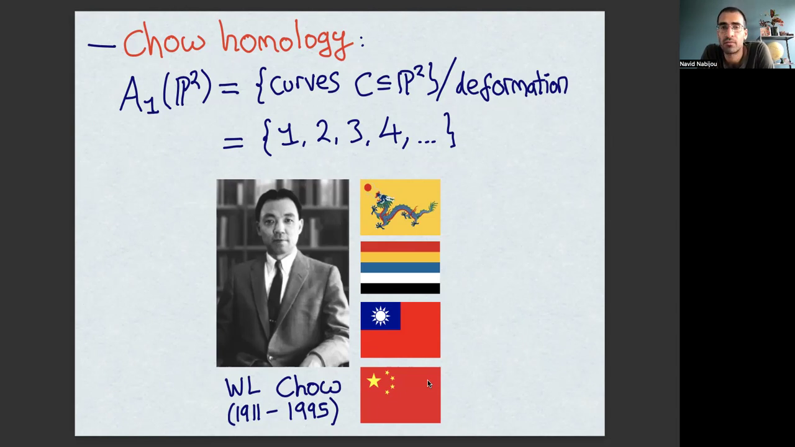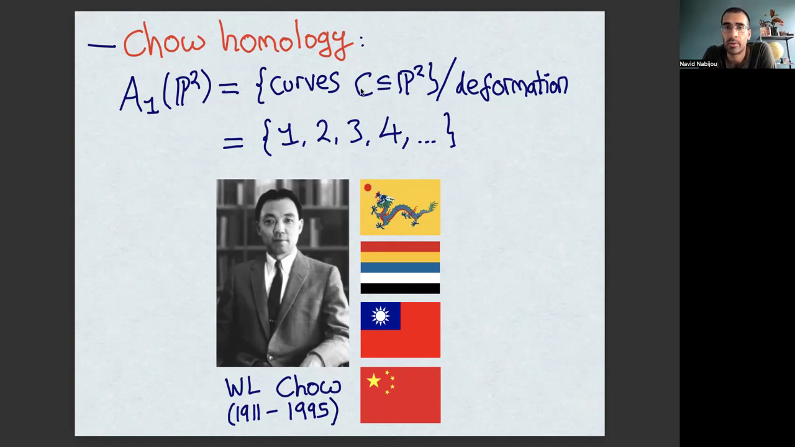So yeah, very interesting individual, and he made a lot of amazing contributions to geometry. One of which is the theory of Chow homology, which for me I use every single day in my research. So anyway, back to mathematics.